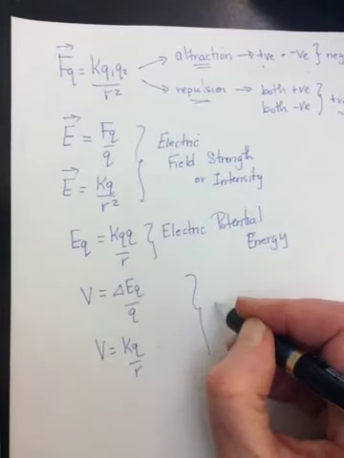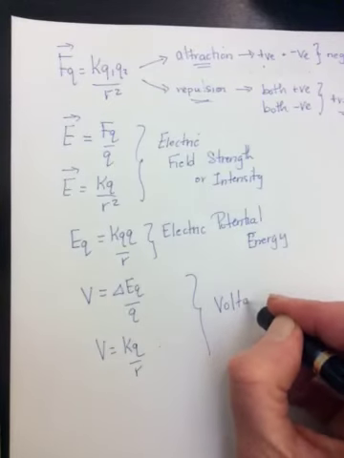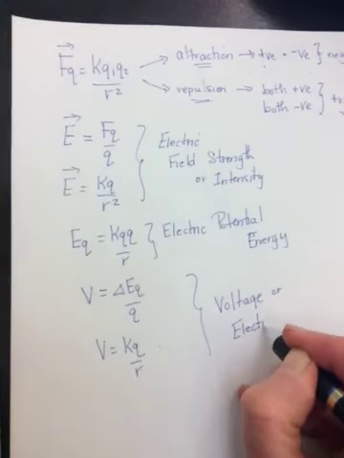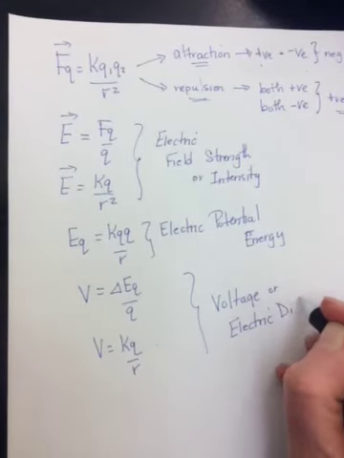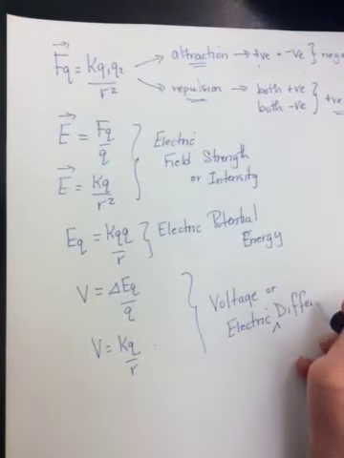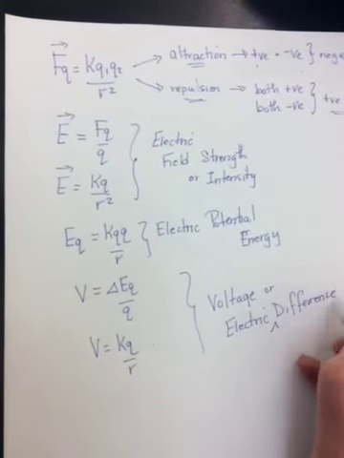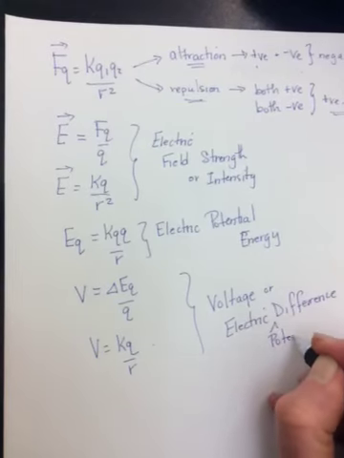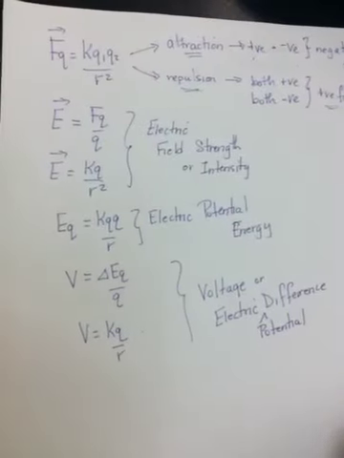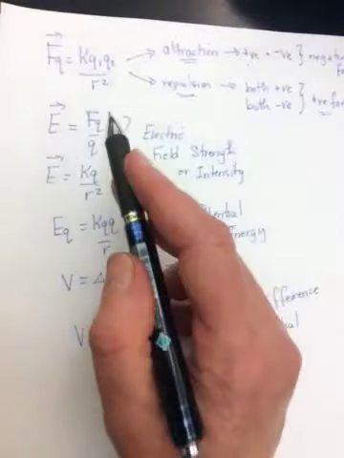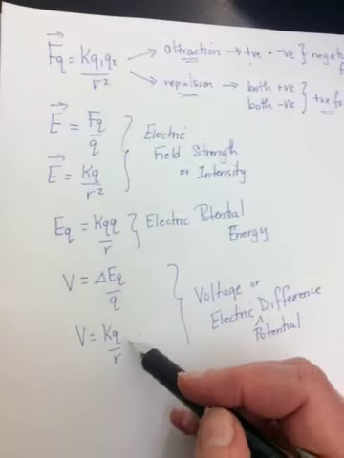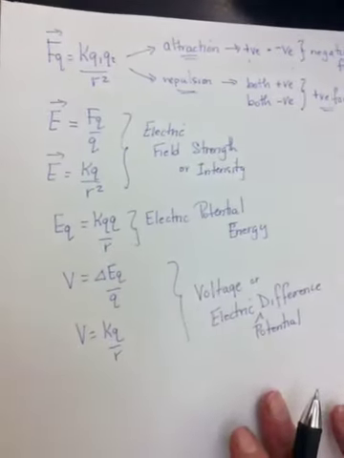V is voltage, or electric potential difference, or just potential difference, or just potential. I forgot the word potential. It is not just electric difference. It is electric potential difference or just potential difference, but we don't drop the word potential. It's the word that stays. It is a scalar. So the two with the r squared on the bottom are vectors, and the ones with the r on the bottom are scalars, okay?